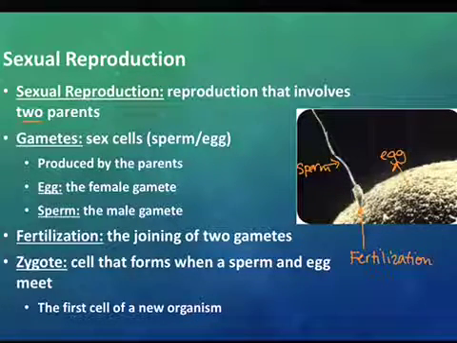And once fertilization is complete, the cell that forms is called the zygote, and this is the very first cell of a new organism. And so I kind of think it's backward that the first cell starts with the last letter of the alphabet.